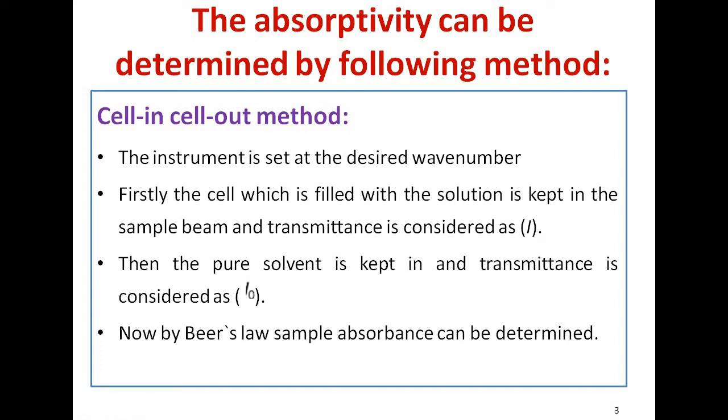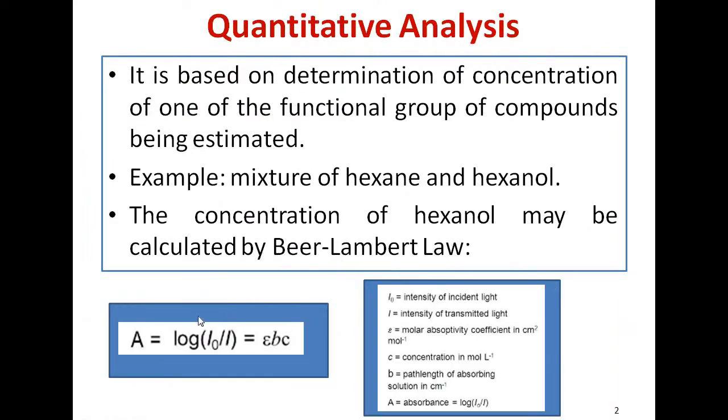So, by this cell we can obtain the value of I. Then the same cell is filled with the pure solvent and the transmittance reading is noted, and this reading provides a value for I naught. Now, by using the Beer-Lambert law, the sample absorbance can be determined by putting the values of I and I naught in this formula.